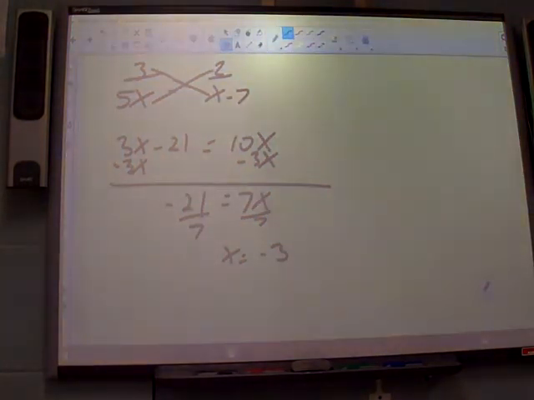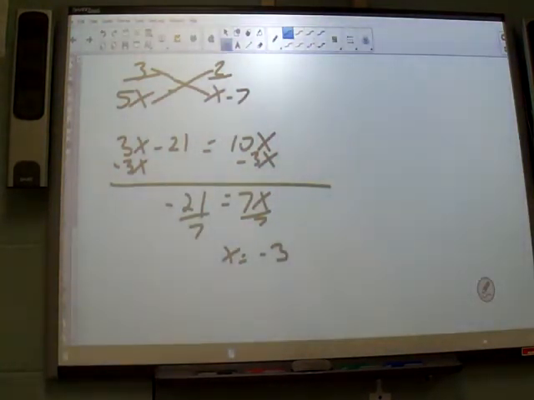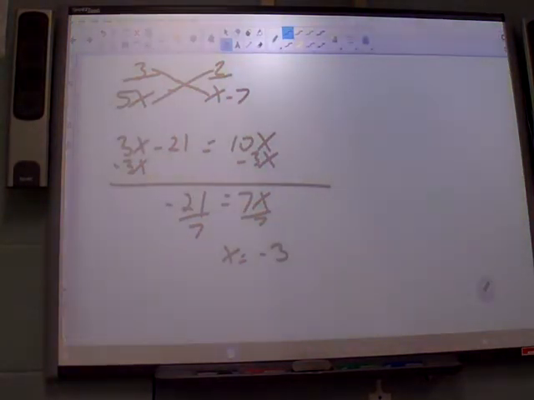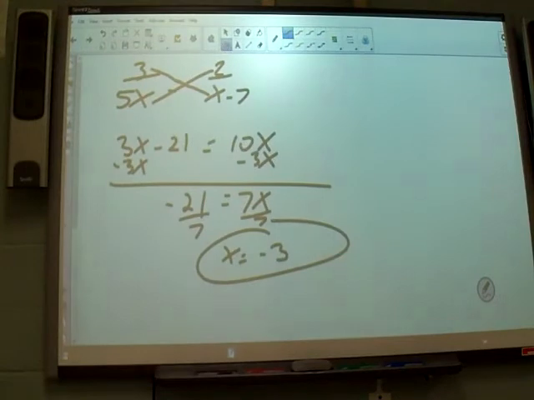Go make sure that doesn't make the denominator a 0. Here it would make a negative 15. That's okay. Here it would make a negative 10, and that's okay. So, winner, winner, chicken dinner.